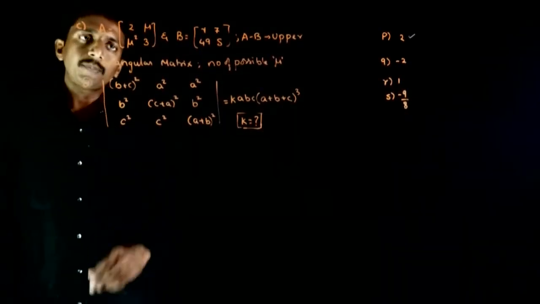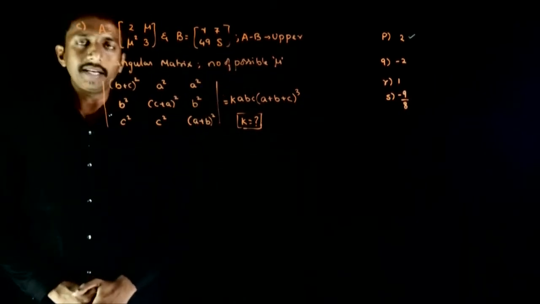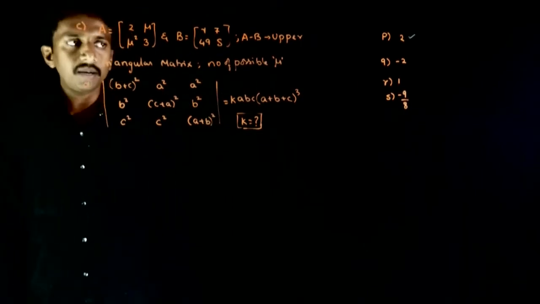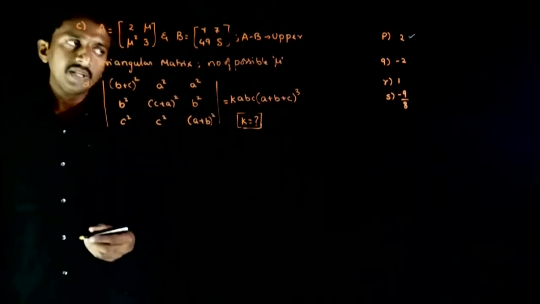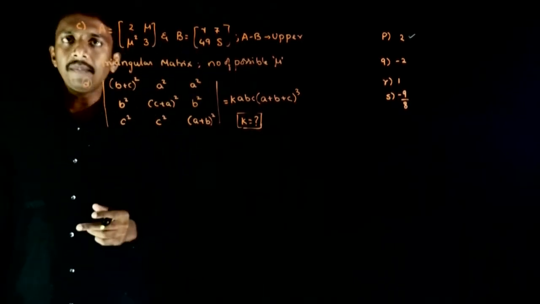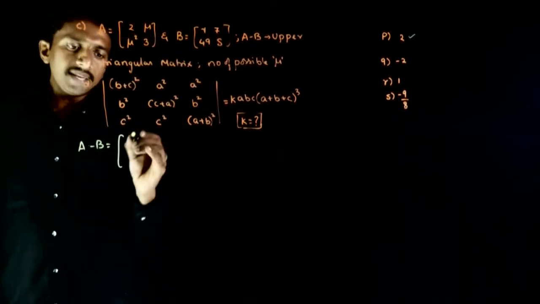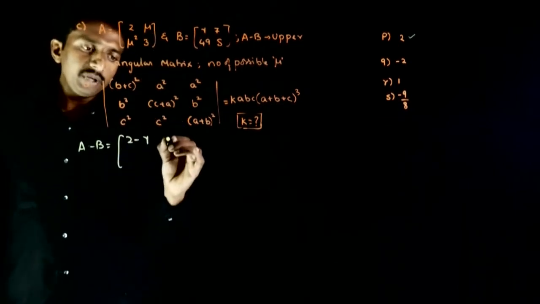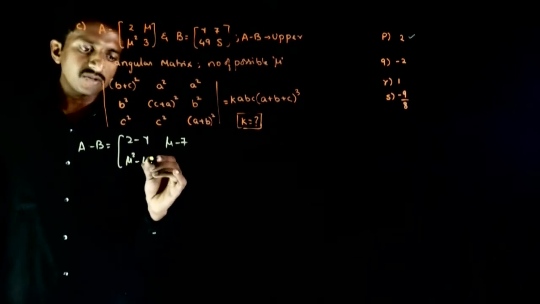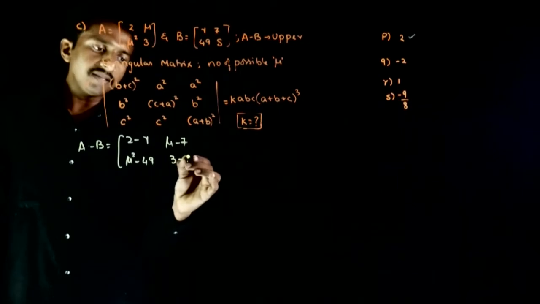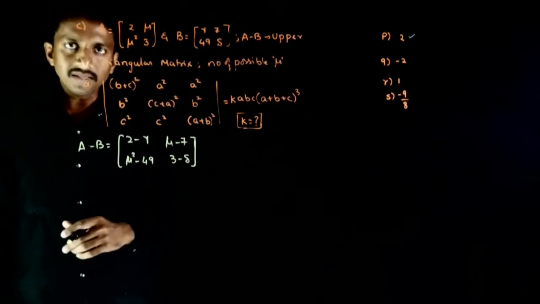So the third bit is given. A is [2 mu square; 3 ...] and B is [gamma 7; 49 delta]. And A minus B is an upper triangular matrix. And the possible values of mu are how much? Okay, so let us do A minus B. So A minus B is equal to 2 minus gamma, mu minus 7, mu square minus 49, and 3 minus delta. So this is my A minus B.